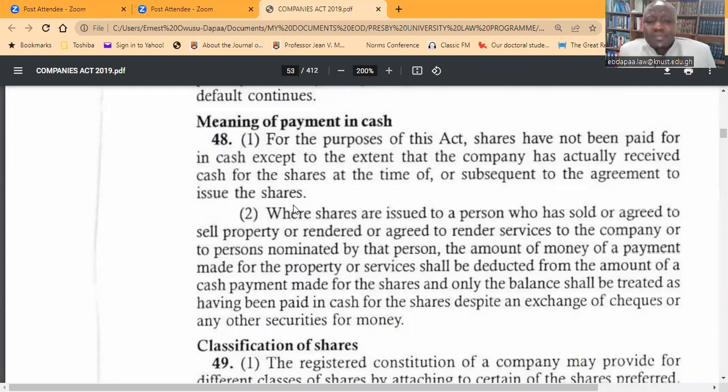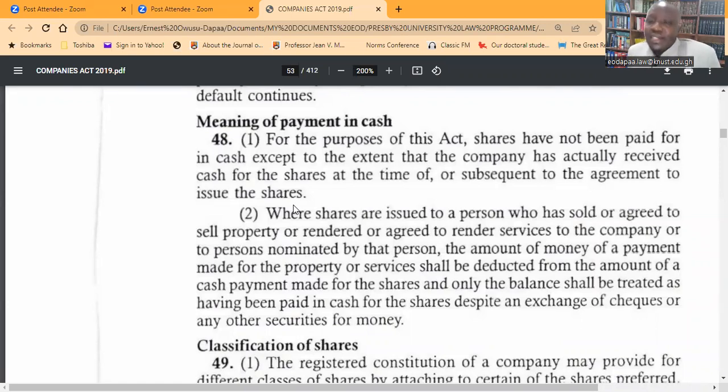Then 48(2), where shares are issued to a person who has sold or agreed to sell property, or rendered or agreed to render services to the company, as happened in the case of Aussie Air and Darko, if you remember, or to the persons nominated by that person, the amount of money of payments made for the property or services shall be deducted from the amount of cash payments made for the shares, and only the balance shall be treated as having been paid in cash for the shares, despite an exchange of check or any other securities for money.